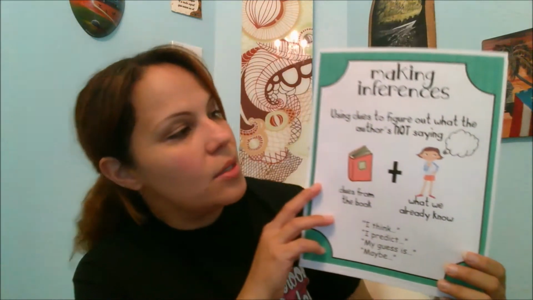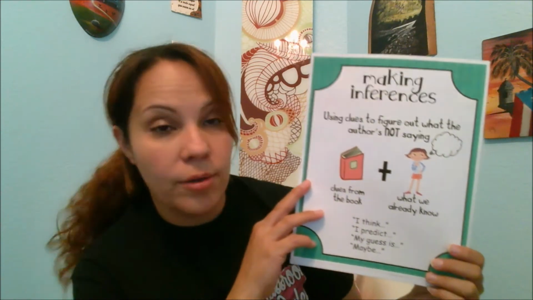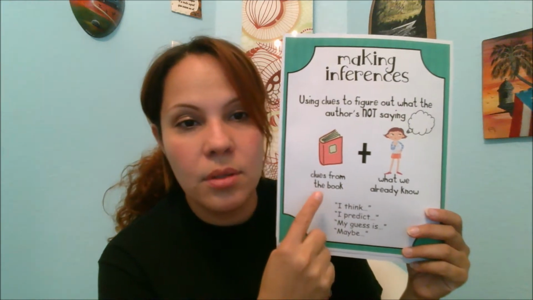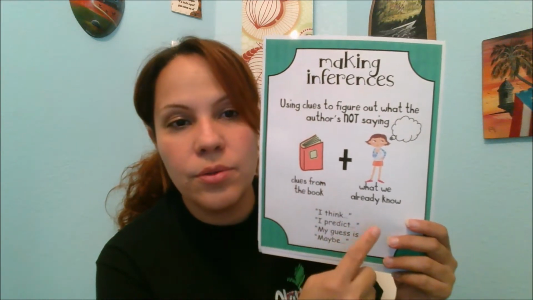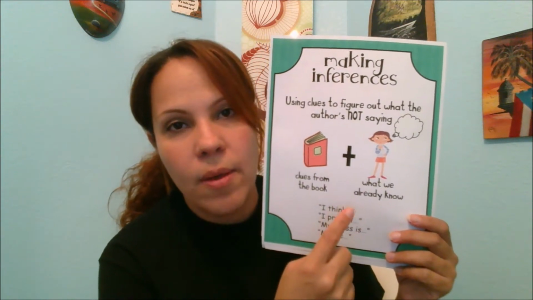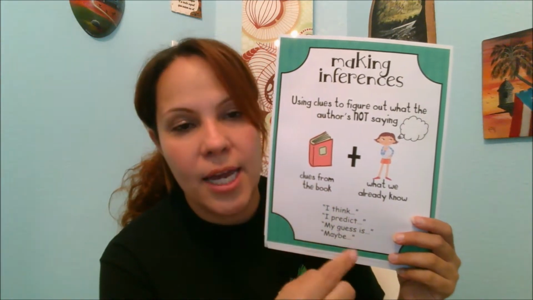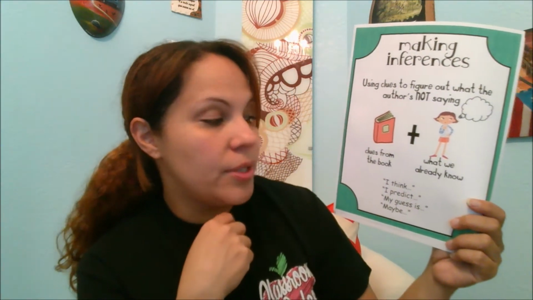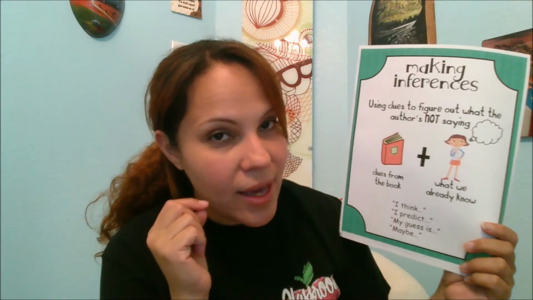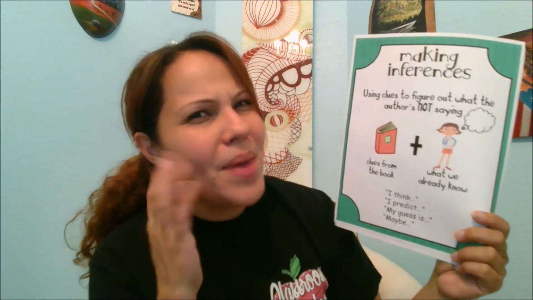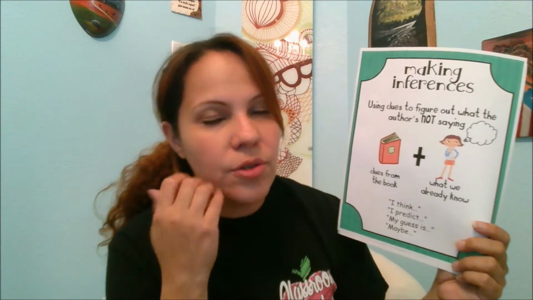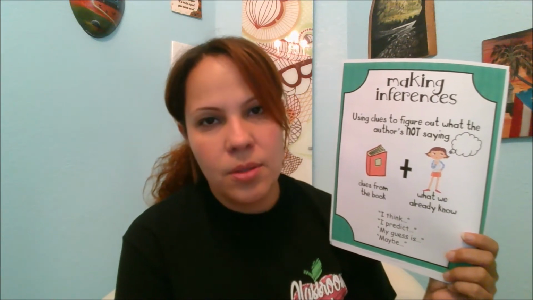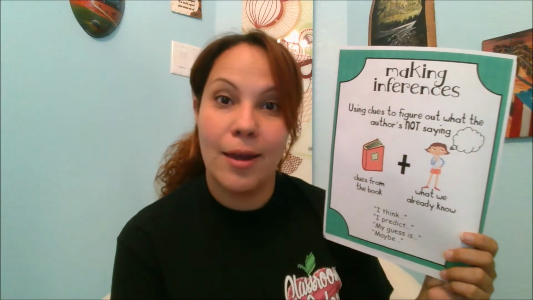I have here how we make inferences. Making inferences is using clues to figure out what the author is not saying. Basically, you always look at the clues from the book, and then you always use your schema, what you already know. And that is going to help you create an inference. In your thinking, you're saying, I think, I predict, my educated guess or my logical guess is, maybe this happened because. Those things are the way you have to think when you're reading a book. And authors always give us clues because they want us to use our thinking and our brains.